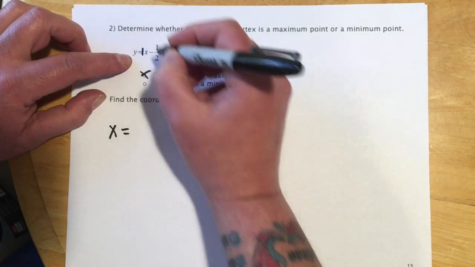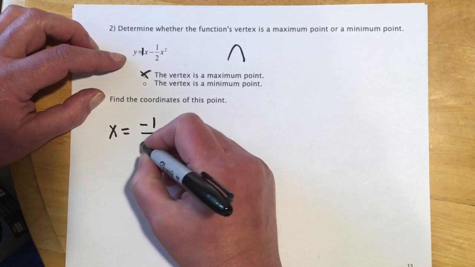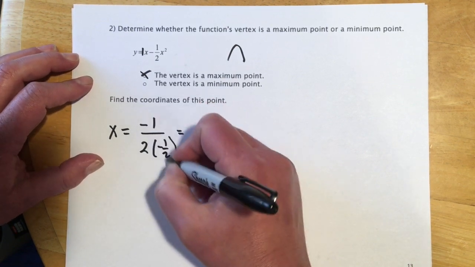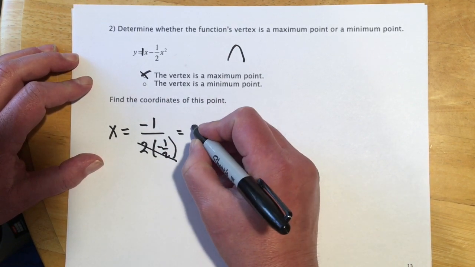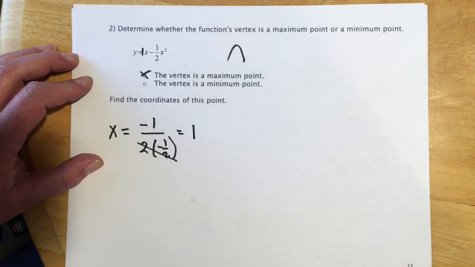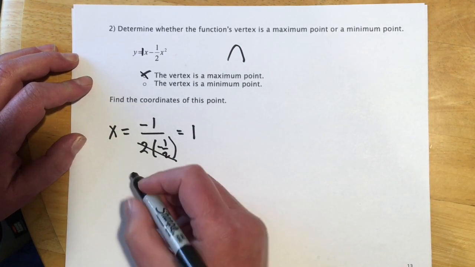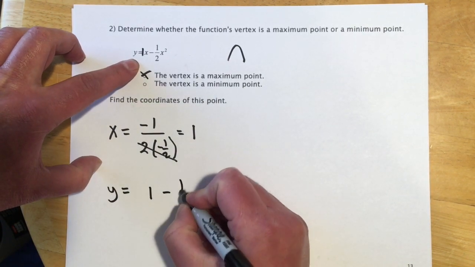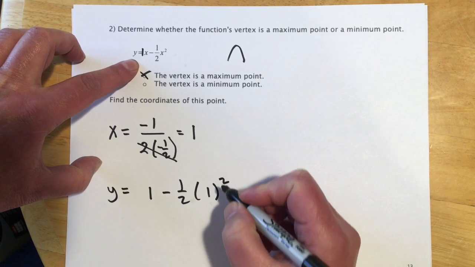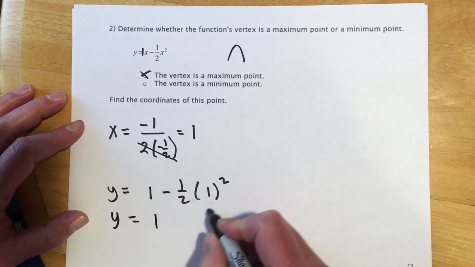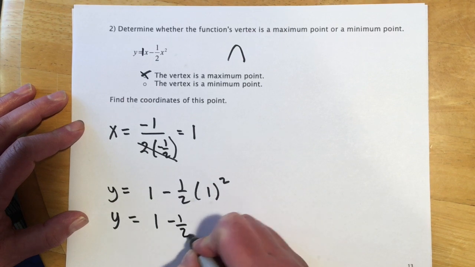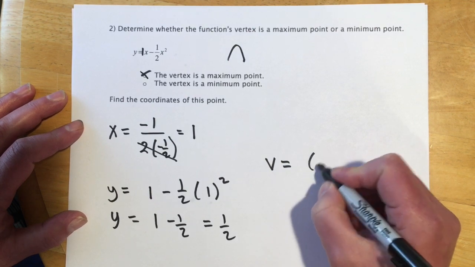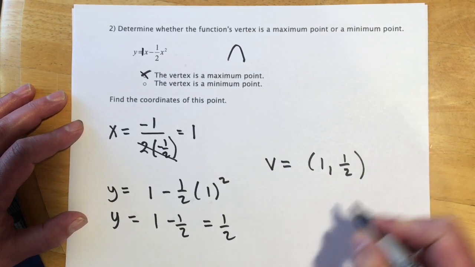So b is this invisible 1 in front of the x, so negative 1 over 2 times negative 1/2 is our a this time. So two negatives make positive, the 2's cancel, so I think that just comes out to 1. And then here we'll do the y value. So y equals 1 minus 1/2 times 1 squared. So that'll be y equals 1, and then 1 times 1/2 is just 1/2, and 1 minus 1/2 would equal 1/2. So our vertex is at x is 1, and y is 1/2.